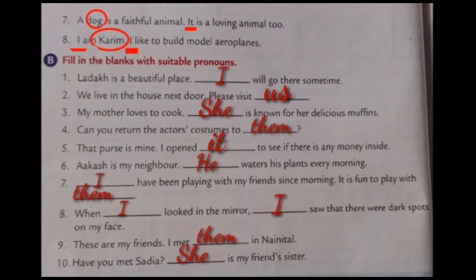Eighth one, when I looked in the mirror, I saw that there were dark spots on my face. I repeat, when I looked in the mirror, I saw that there were dark spots on my face. Here the answer is I. Ninth one, these are my friends. I met them in Nainital. I repeat, these are my friends. I met them in Nainital. Here the answer is them.